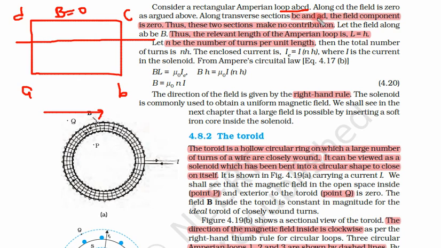Along the transverse sections BC and AD, outside the field is 0. If inside we see this term, BC and AD is this inside part and this BC part. For these, the field component is 0 because the field is in this direction, this small length dl is in this direction, and the field is in this direction. So B dot dl is equal to 0 for these sections. Now what we have remaining is this AB section.